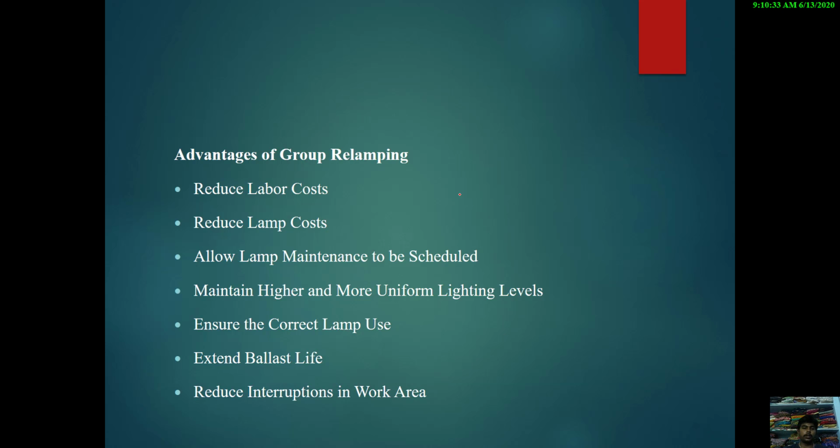The next one is advantages of group relamping: reduce the labor cost, reduce the lamp cost, allow lamp maintenance to be scheduled, maintain higher and more uniform lighting levels, ensure the correct lamp use, extend ballast life, and reduce interruptions in the work area.